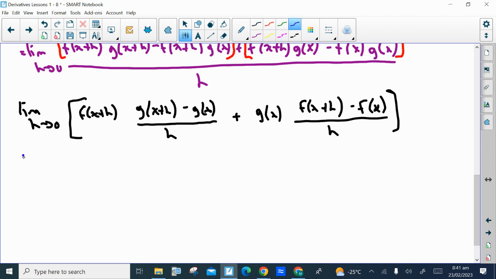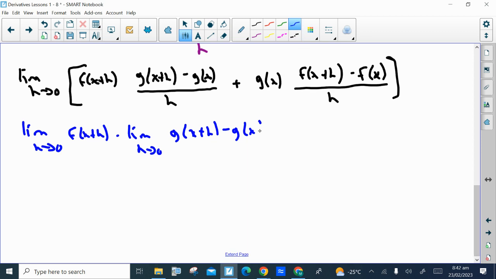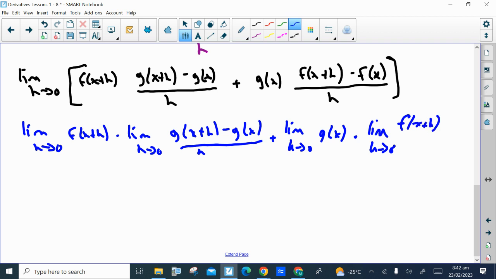My next step will be to say, okay, I've got the limit as h approaches 0 of f at x plus h times the limit as h approaches 0 of the next part, plus the limit as h approaches 0 of the next part, which is just g at x, times the limit as h approaches 0 of f at x plus h minus f at x all over h.